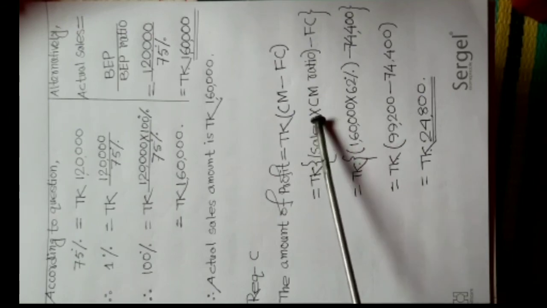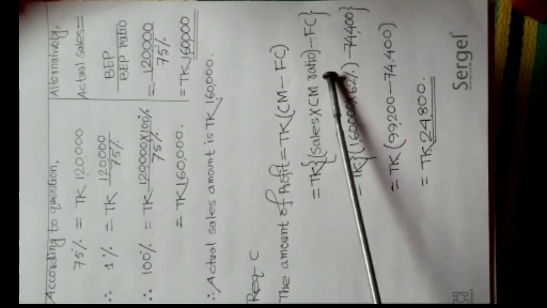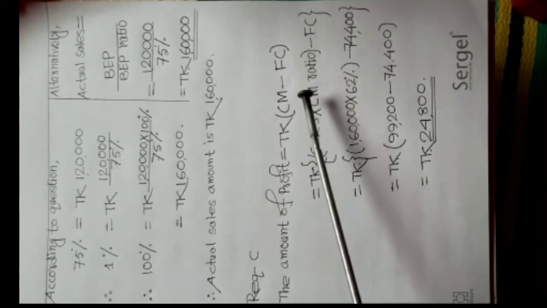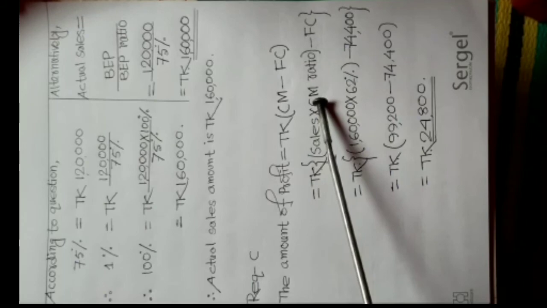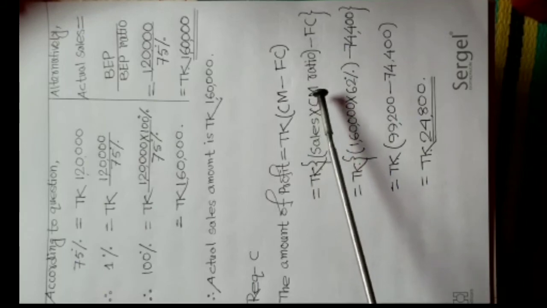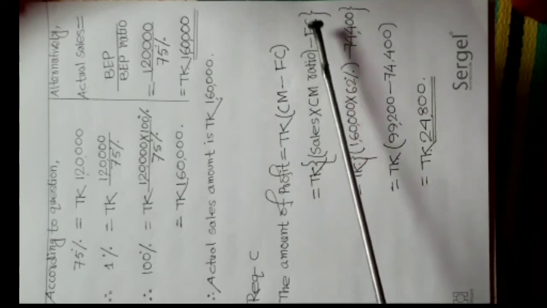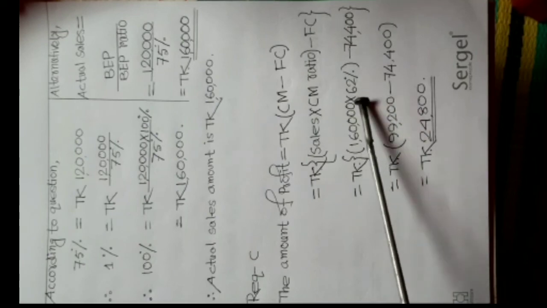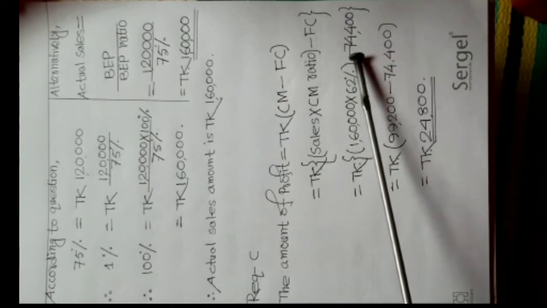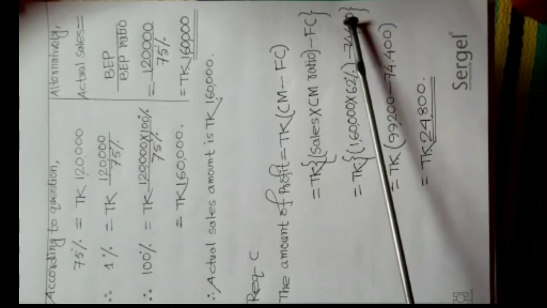So, sales into contribution margin ratio, because in this question contribution margin amount is missing, but in the question the contribution margin ratio is mentioned. Okay, dear student, minus fixed cost. Sales amount 1,60,000 into contribution margin ratio 62% minus fixed cost 74,400 টাকা.